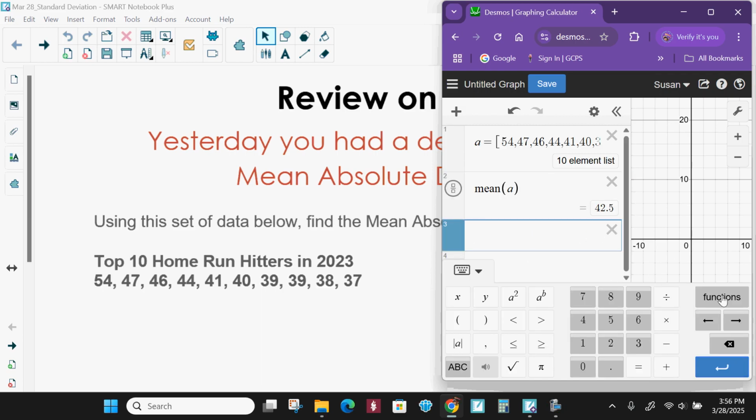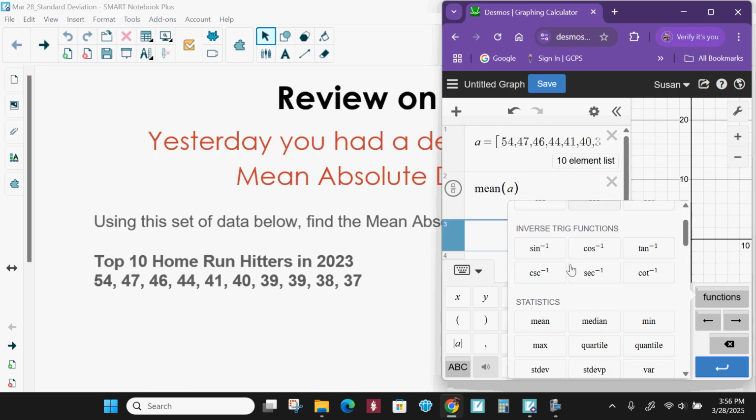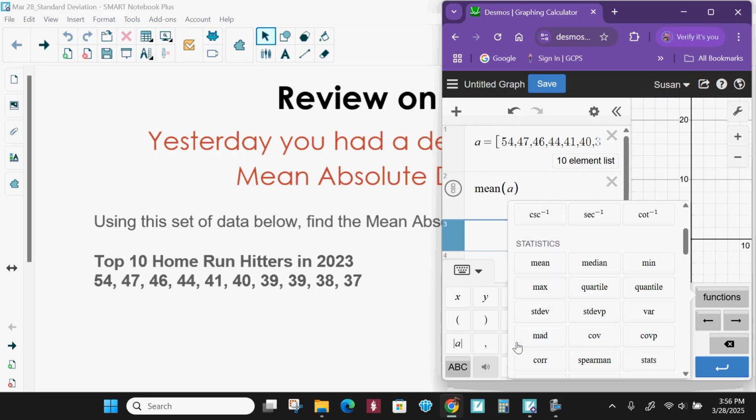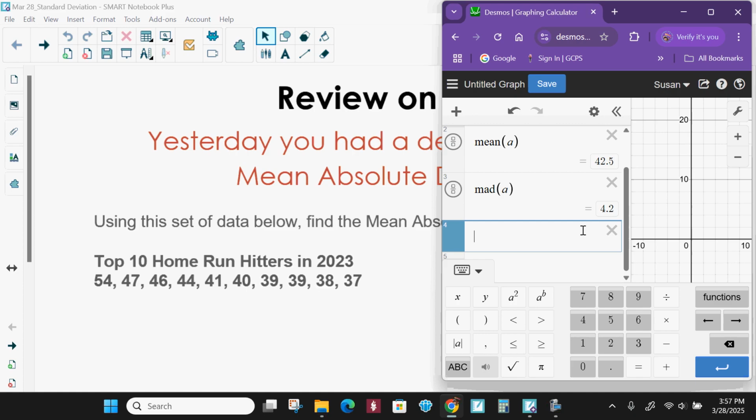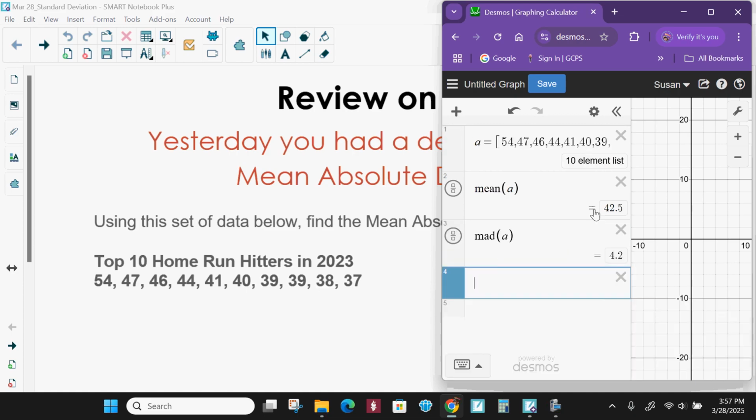Then you were given a long equation, but your Desmos has a shortcut. It's the MAD, the mean absolute deviation. And again, you just put your letter in there, and your mean absolute deviation is 4.2. So that tells you that there's a 4.2 spread of the average distance from the mean. Okay, so the average distance of each point from the mean average is 4.2 hits.